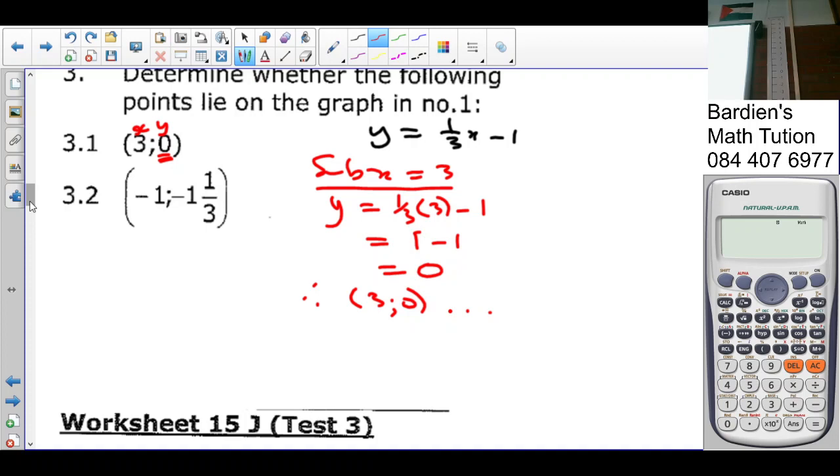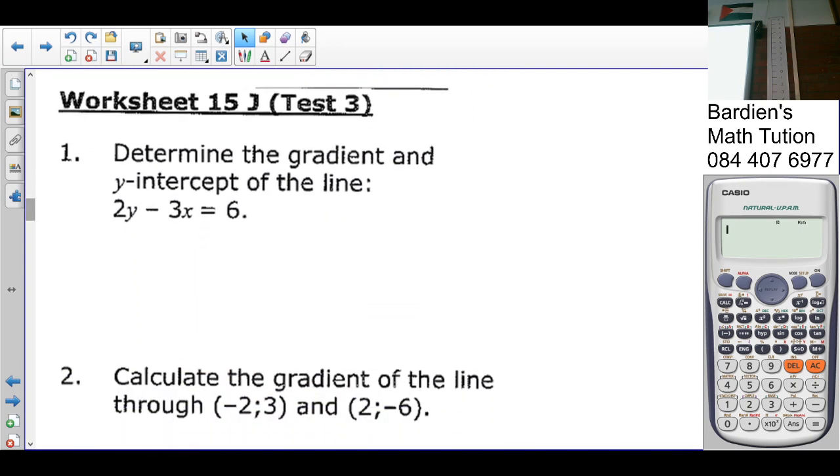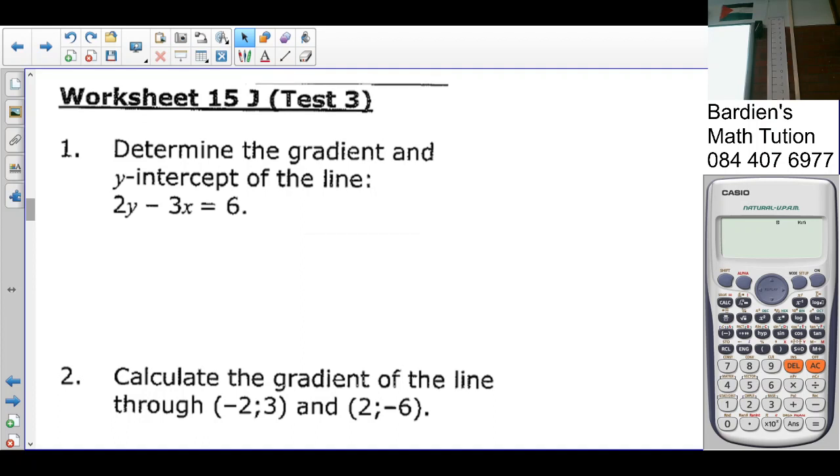We do the next point. This one also lies on the graph, okay? So when you substitute negative 1 into that equation, you get y is equal to a third times negative 1 minus 1, you get negative 4 over 3, which is negative 1 and 1 over 3. So yes, that one also lies on the graph. Any issues there? No. In worksheet 15J, test 3, determine the gradient and the y-intercept.